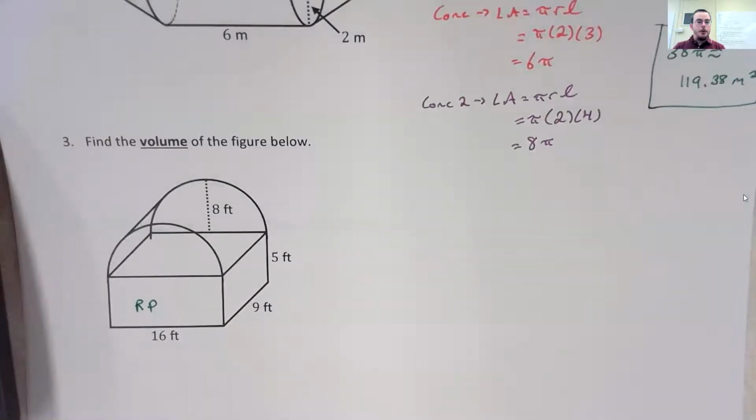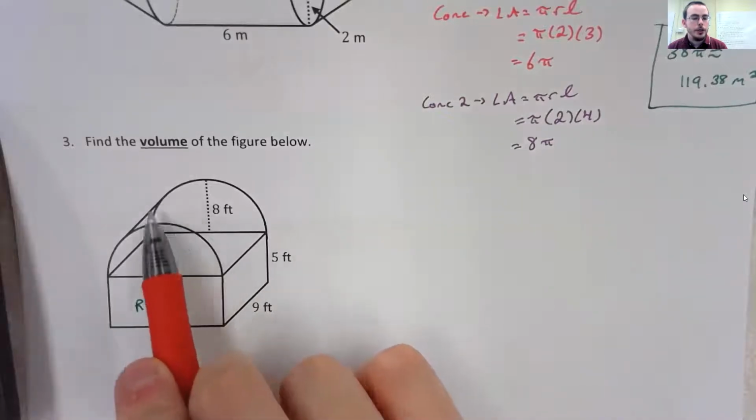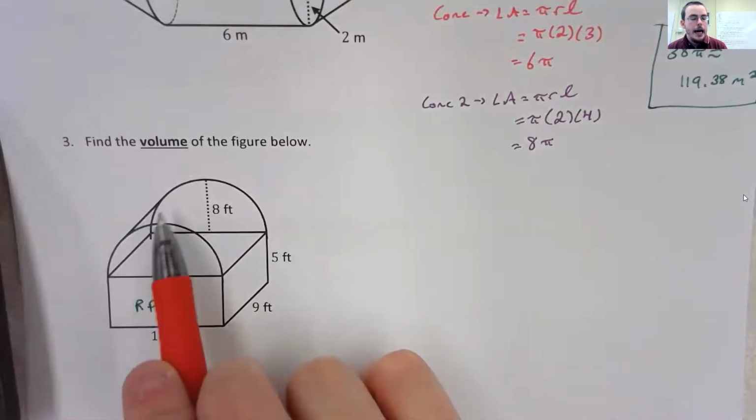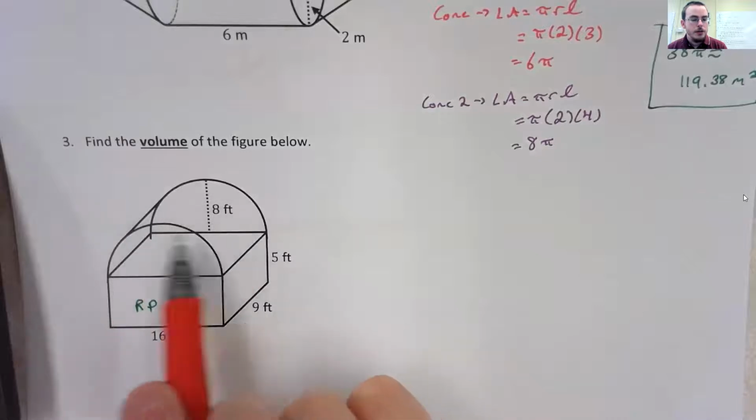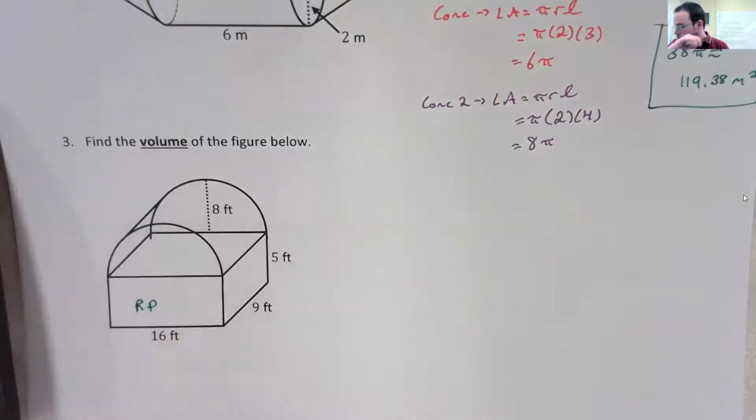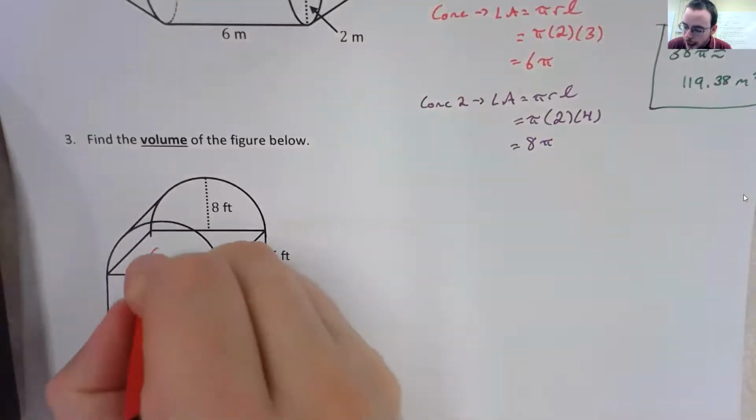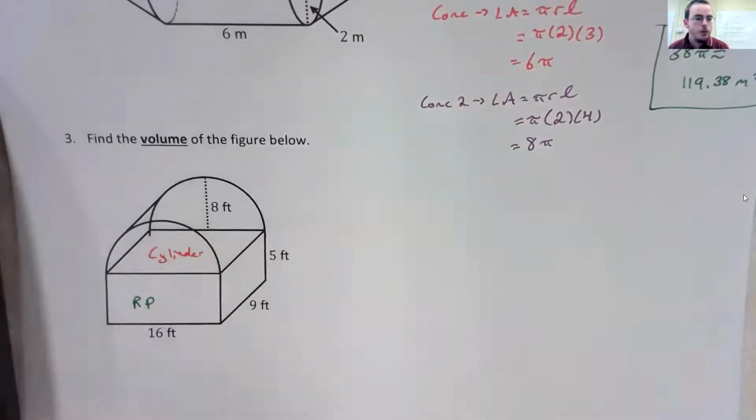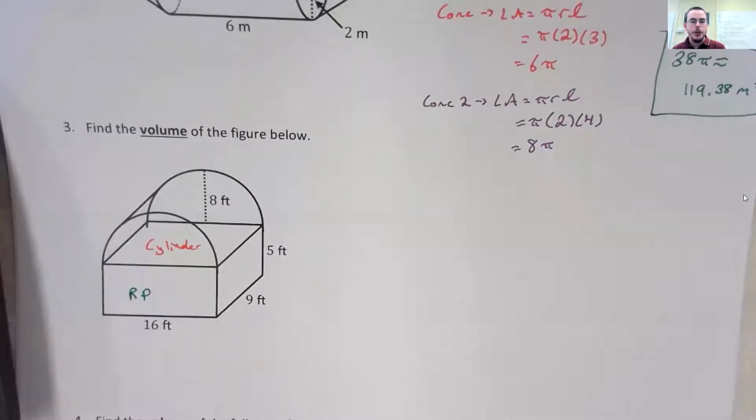But the top, what does the top look like? Well, the top sort of looks like a cylinder, right? However, the cylinder here is cut in half. So we're going to have to take that into account when we do this. But let's start with our volume. We're going to start with the rectangular prism first.